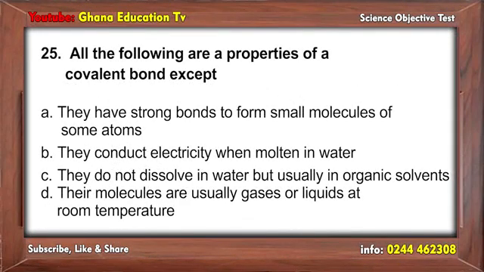Number 25. All the following are properties of a covalent bond except A. They have strong bonds to form small molecules of some atoms. B. They conduct electricity when molten in water. C. They do not dissolve in water but usually in organic solvents. And D. Their molecules are usually gaseous or liquid at room temperature.